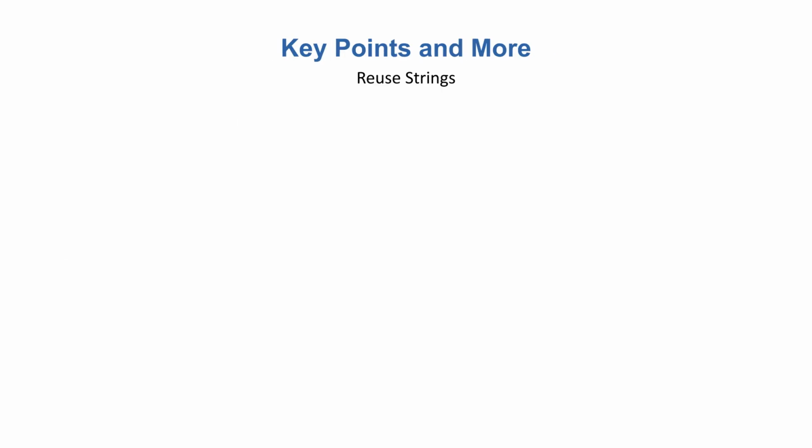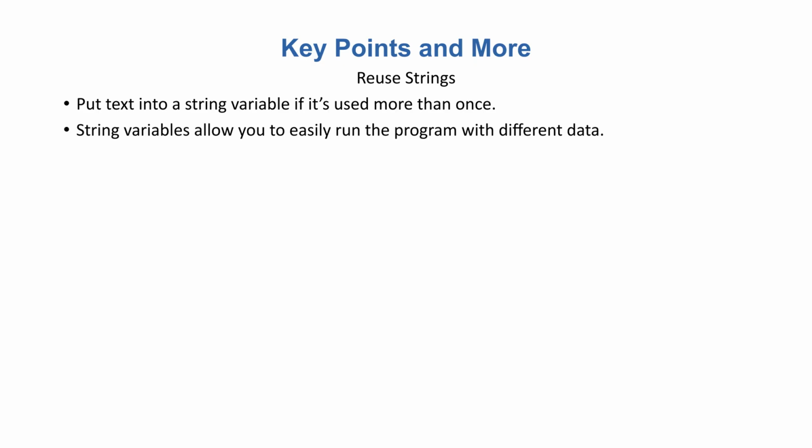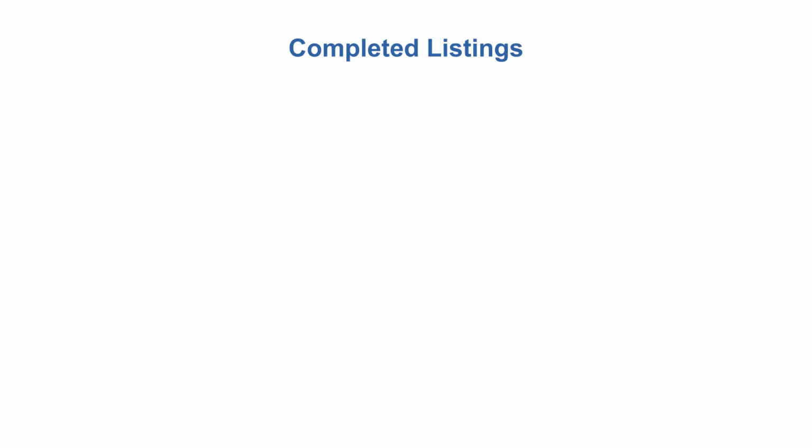Key points and more. Reuse strings. Put text into a string variable if you want to use it more than once in the program. String variables allow you to easily change a program to run with different data. When inserting a string in the middle of text, be sure to add spaces and punctuation surrounding the inserted string if needed. Here are the completed listings for all the exercises in this video.